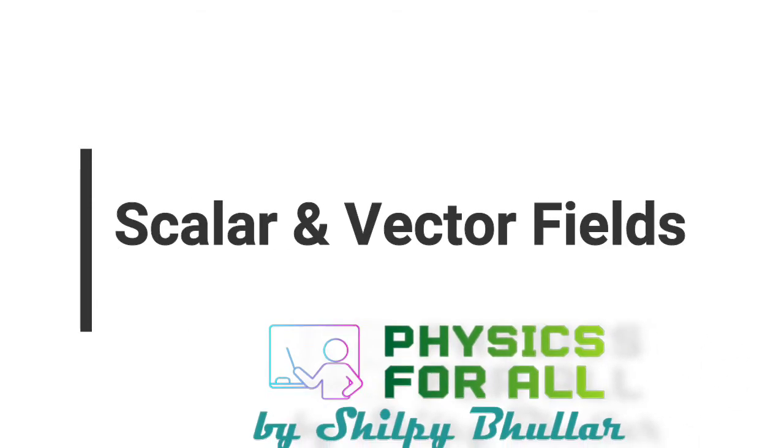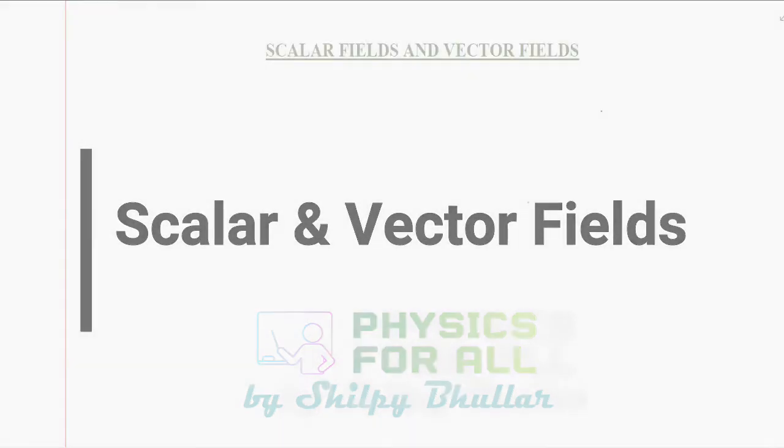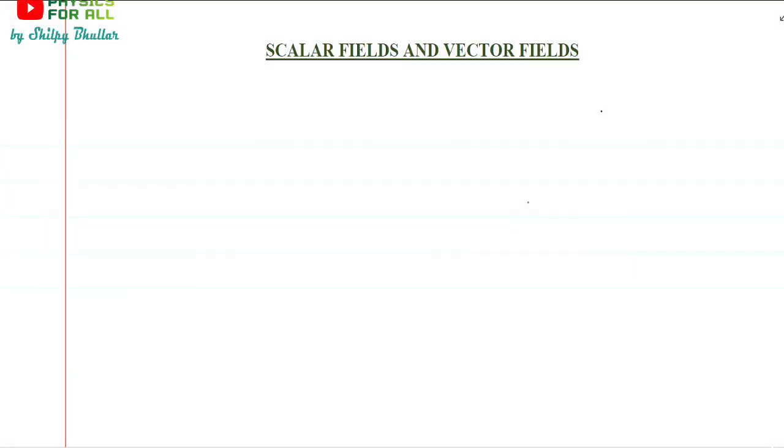Hello everyone. In our lecture series based on vector analysis, we have done scalar product of two vectors, we have done vector product of two vectors, and we have also done scalar triple product and vector triple product. We understood the properties and we also tried to understand the whole concept using examples. So today we are going to discuss scalar fields and vector fields.